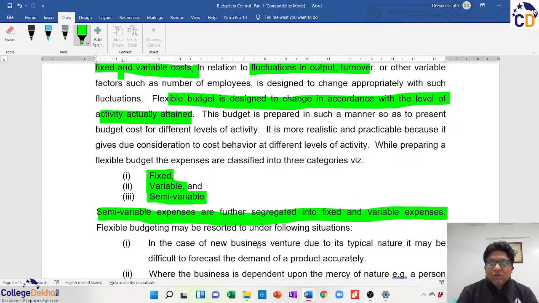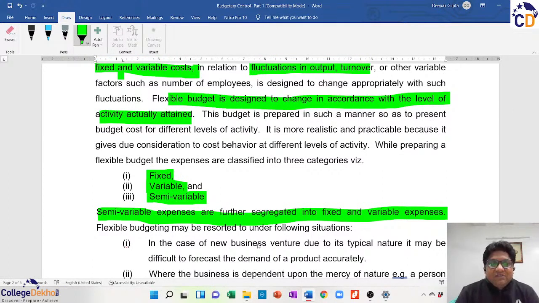So my point is that when you classify the cost as fixed, variable, and semi-variable, and whenever there is a change in the output or you expect the output to change, then you can always modify your existing budget as per the new level of output. And that is how the budget will be useful.